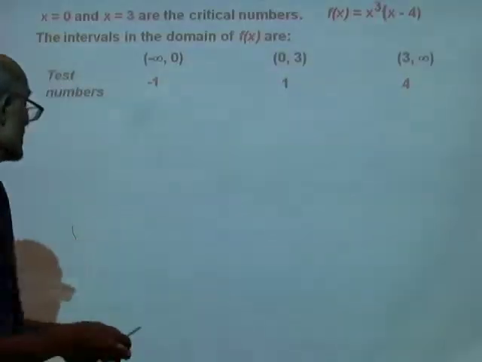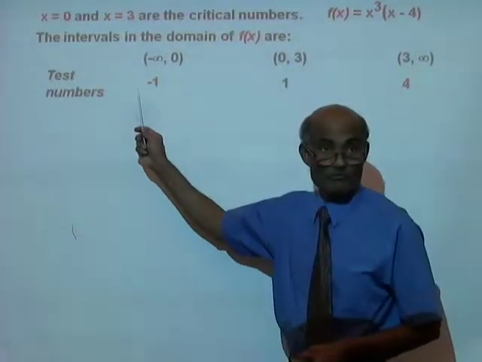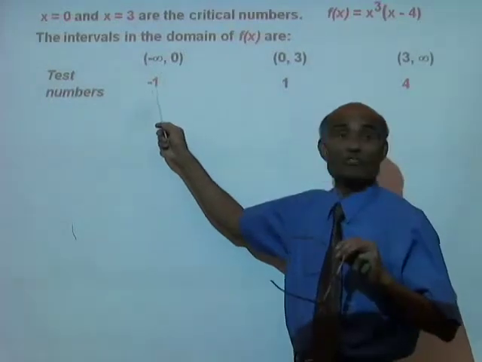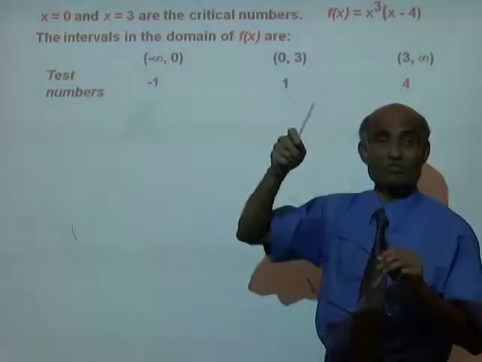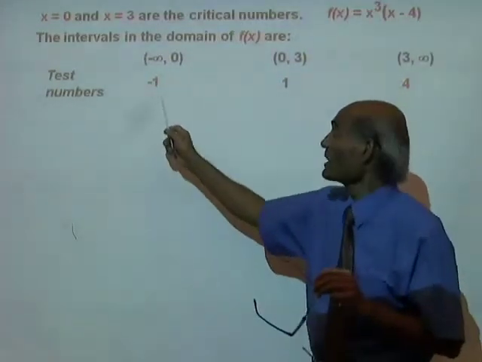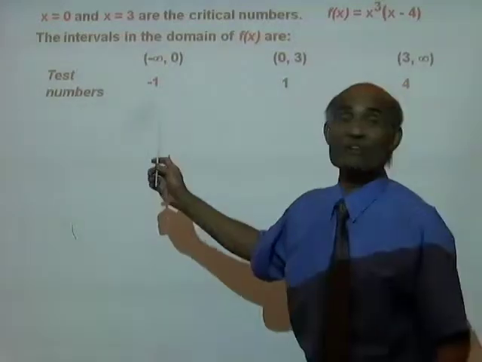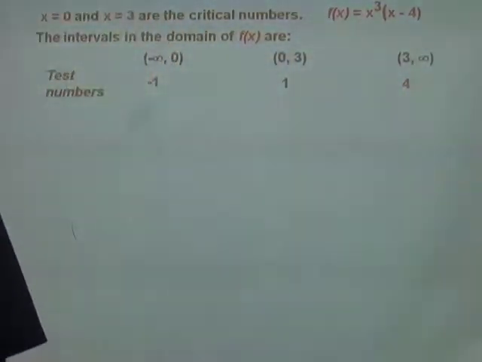All right? Okay, so do that on the... Now, we need to find the values of the first derivative at x equal to -1, x equal to 1, and x equal to 4. So let's go back to the calculator and do those first, so that we know the sign of the first derivative on those test numbers. All right? Let's do that.